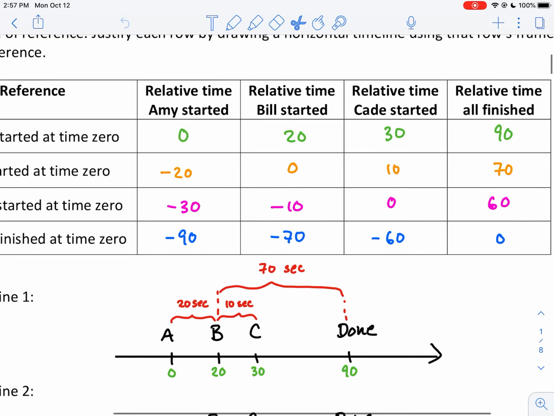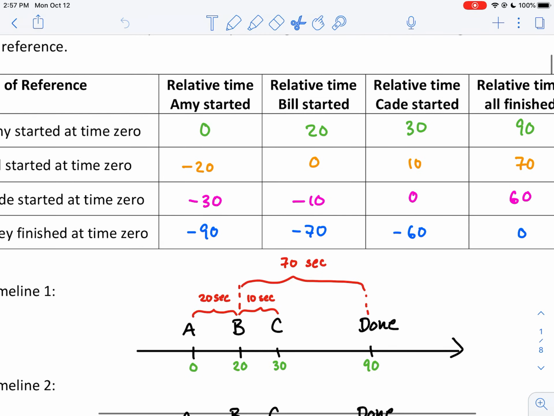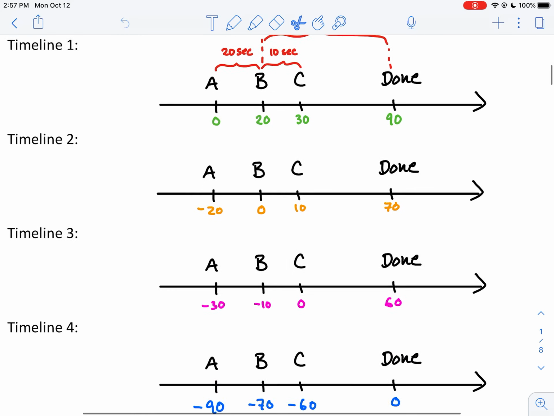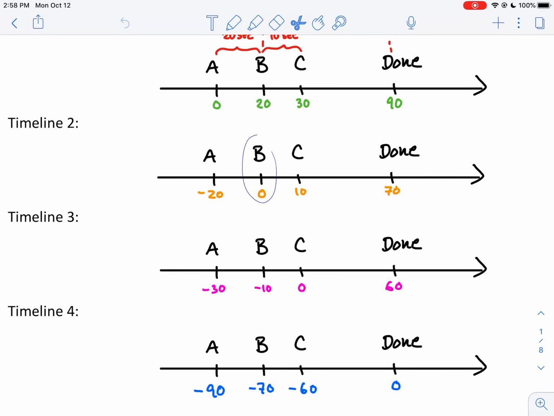And then if we just change our frame of reference to the different starting times being time 0, and then when they finish it being time 0. In timeline 2, we're saying Bill left at time 0, so Cade would have left at time 10, because it's 10 seconds later, and Amy would have left at time -20, because it's 20 seconds before Bill left. And then they finished 70 seconds after Bill left, so they finished at time 70 in this frame of reference.